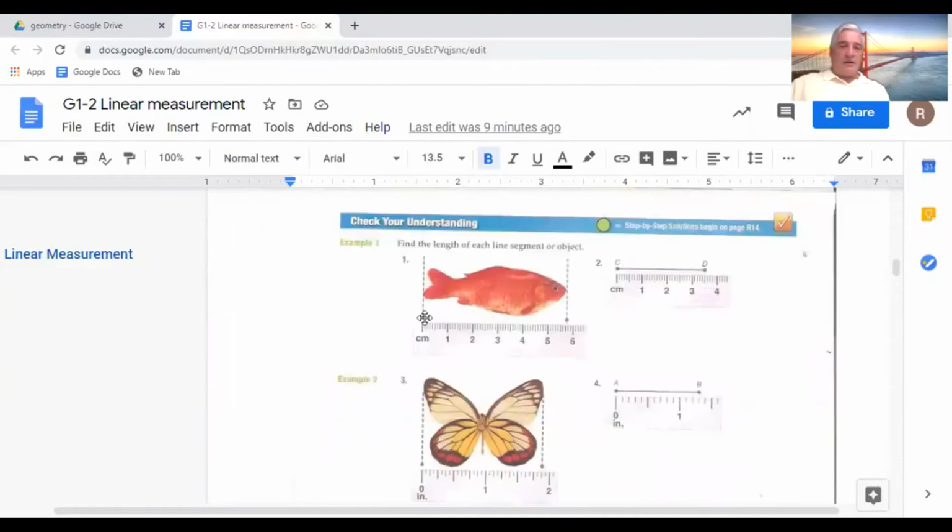Now, take a look at this fish. They gave you the ruler, and we're measuring in centimeters. We're not measuring in inches. To the closest centimeter, this would be 6. It's closer to 6 than 5, right? But if we want to measure it in millimeters, which are the little tiny marks, it would be 57. This line in centimeters is 3.5. The nearest centimeter, you can round up to 4 if you wish.